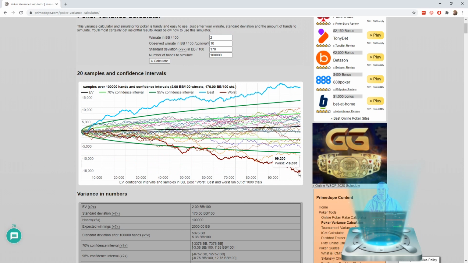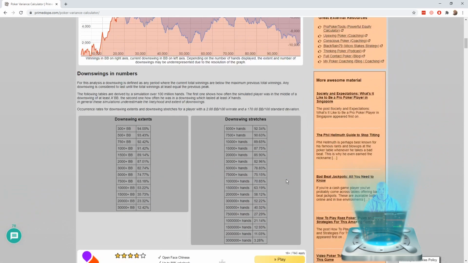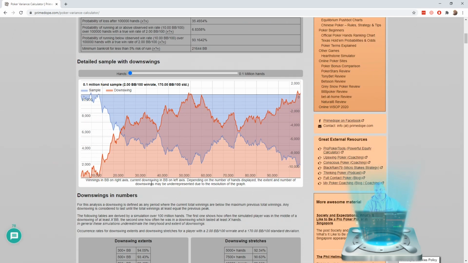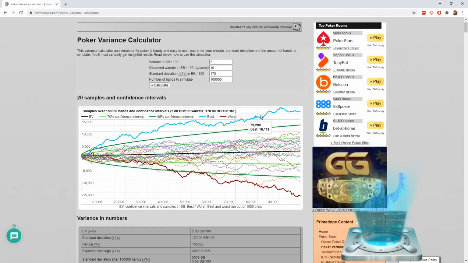You could be this guy. 100,000 hands, 2 BB, chance to get 30 buy-in downswing is 83%. I mean, Jesus Christ, 100 buy-in downswing over 50%. So the variance goes through the roof. Of course, you could be the light blue one who makes 180 buy-ins if you run hot, but you just increase the risk a lot to make the same income if you don't improve your win rate on PLO 200.